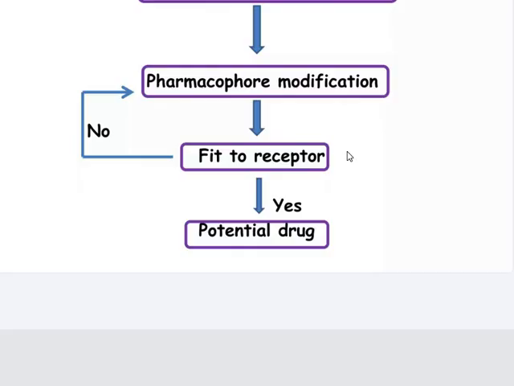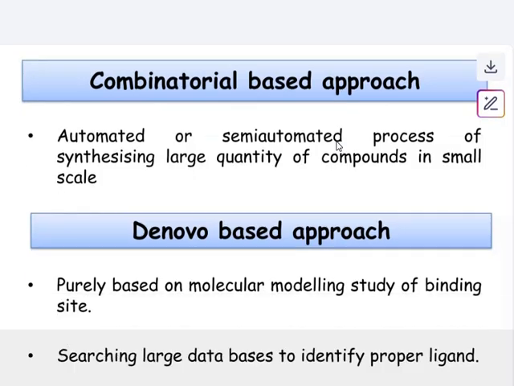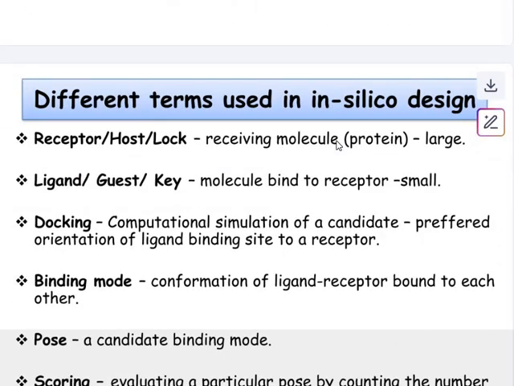Ligand based approach. Combinatorial based approach means an automated or semi-automated process of synthesizing large quantities of compounds on a small scale. De novo based approach is purely based on molecular modeling, study of the binding site, and searching large databases to identify the proper ligand.